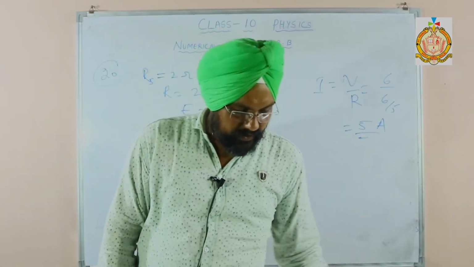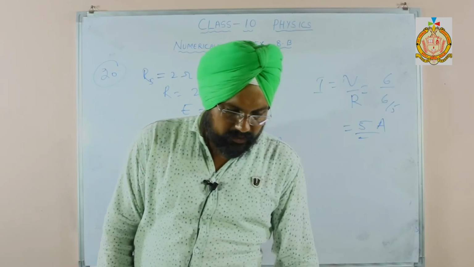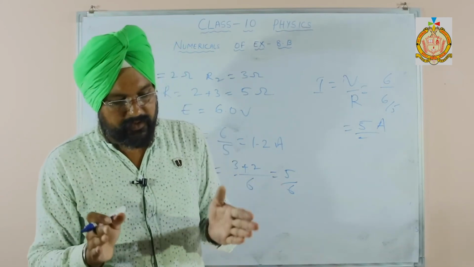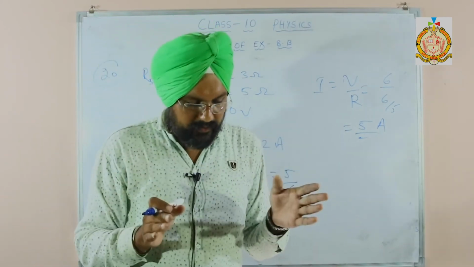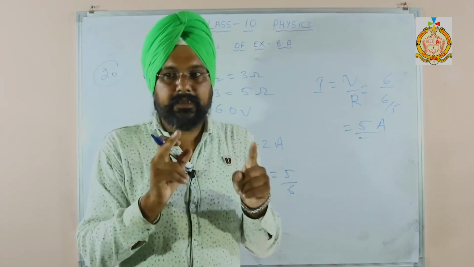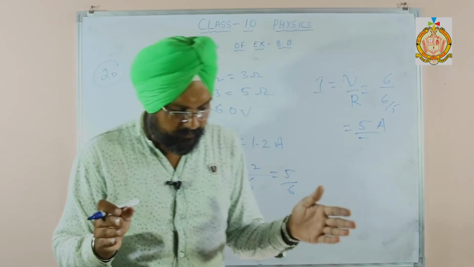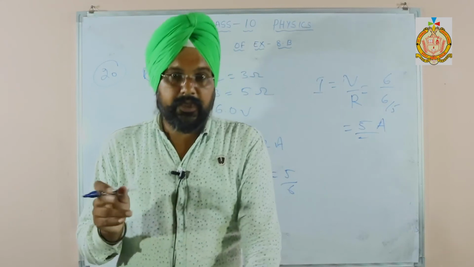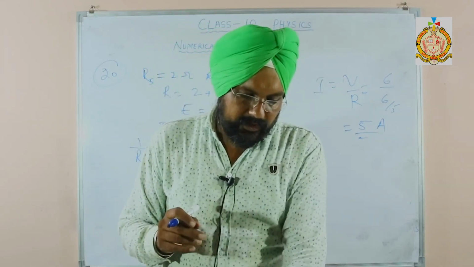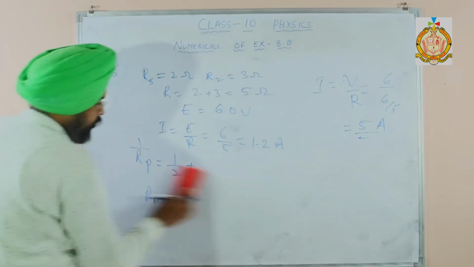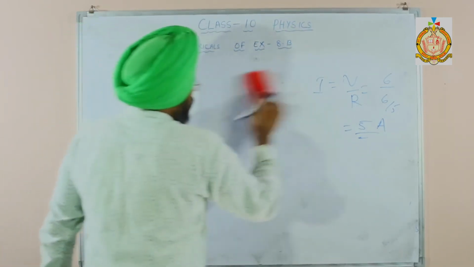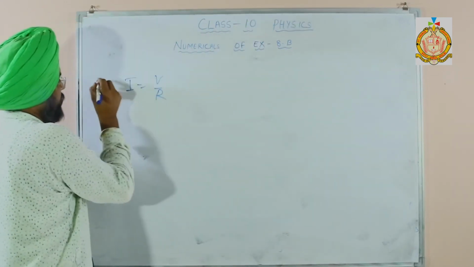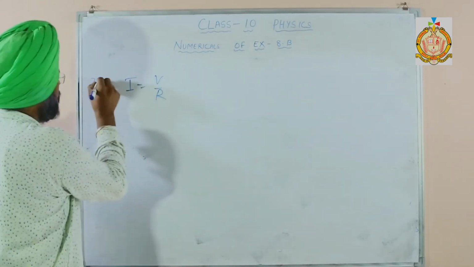So students, in the same way we can find the others also. 22 is also there. Two resistors of resistance 4 ohm and 6 ohm are connected in parallel. When they are connected in parallel, first we have to find their resistance, 1 upon R parallel will become 5 upon 12. Then R parallel will be 12 upon 5. Then V is equal to IR. We have to find the current. According to Ohm's law, V is equal to IR or I is equal to V upon R. So I am explaining the 22nd one.